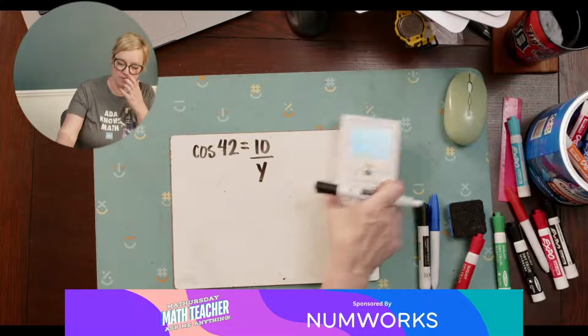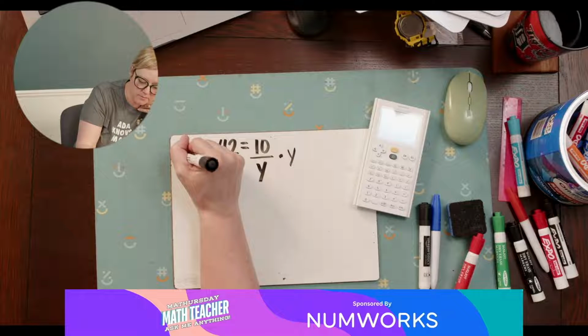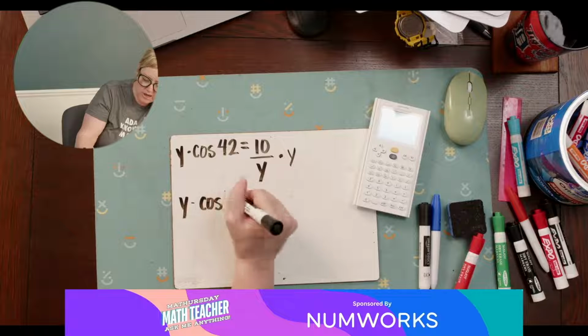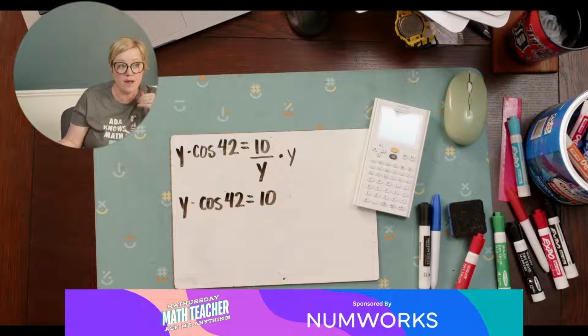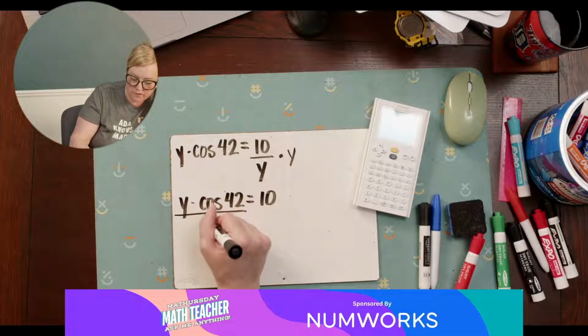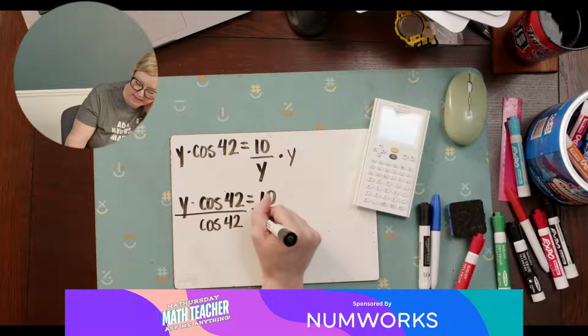Okay, so to keep solving this, we're going to multiply by y on both sides. So now I have y times cosine 42 equals 10. Now to get y by itself, I'm going to divide by cosine 42 on both sides.